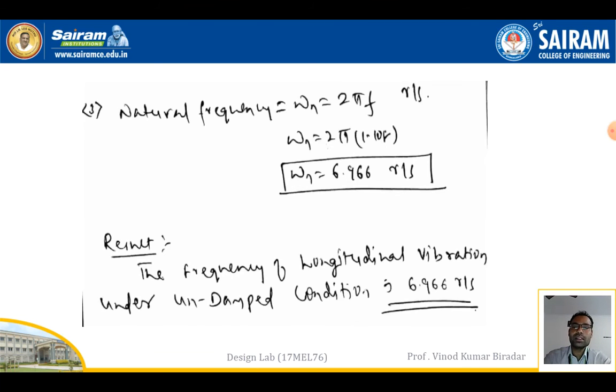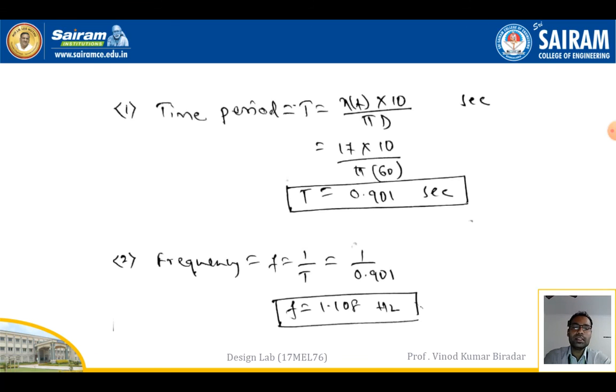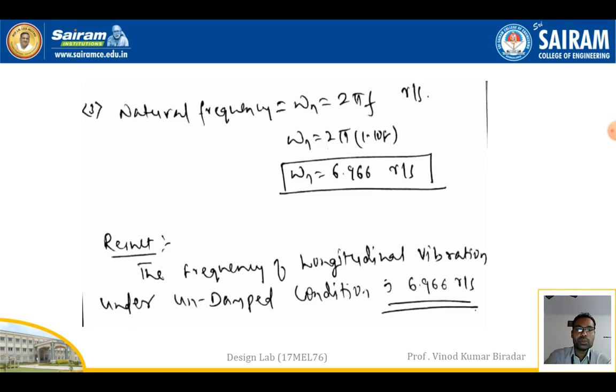After calculating the frequency, now you need to calculate the natural frequency. The natural frequency omega n is equal to 2 pi f radian per second. The frequency f we already calculated is 1.108. Substituting, 2 into 3.142 into 1.108, so omega n is equal to 6.966 radian per second. This is the natural frequency of the undamped longitudinal vibration.